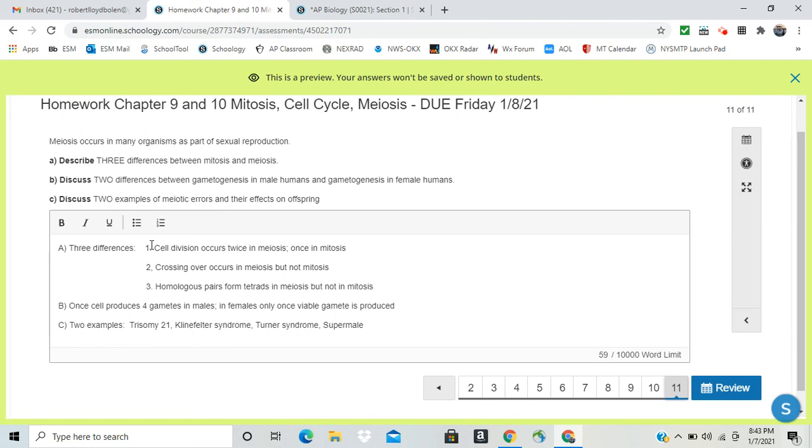2 differences between gametogenesis in males and females. Okay, so in males, you're producing 4 gametes. In females, you're only producing 1 viable gamete. Okay. 2 examples of meiotic errors and their effect on offspring. This could be anything from Down syndrome, trisomy 21, Klinefelter syndrome, Turner syndrome, supermale, trisomy 18, trisomy 13. So you can have a couple of these different types of trisomies. Those are examples. Okay. And that's it.